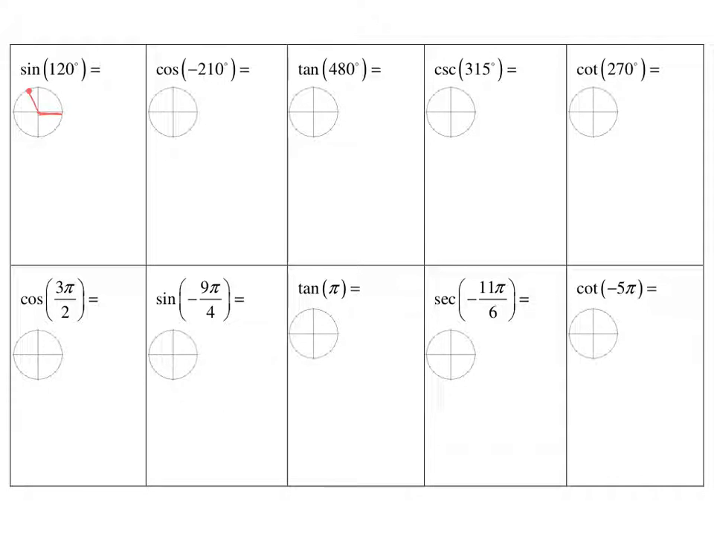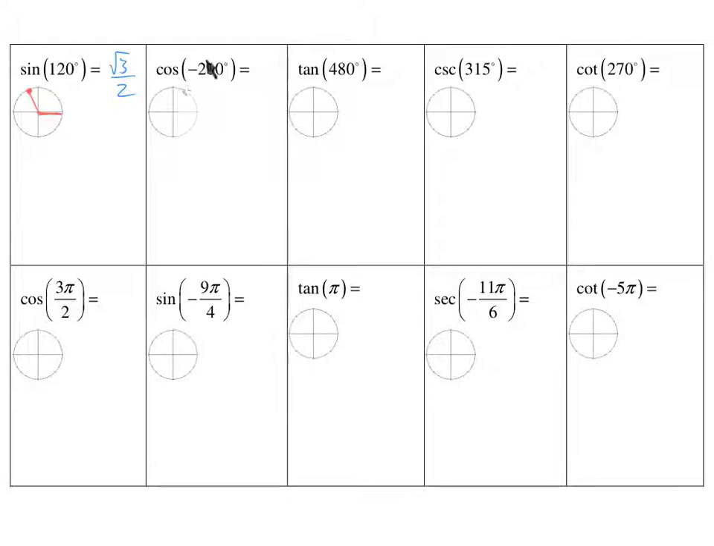Okay, but do you want the x or y value of the coordinate? Well, isn't sine the y value? So think of what's the coordinate right here, and I want the y value of that coordinate. So what is the y value? The y value at that coordinate is square root 3 over 2. Done. You have to understand, sine means y, cosine means x.